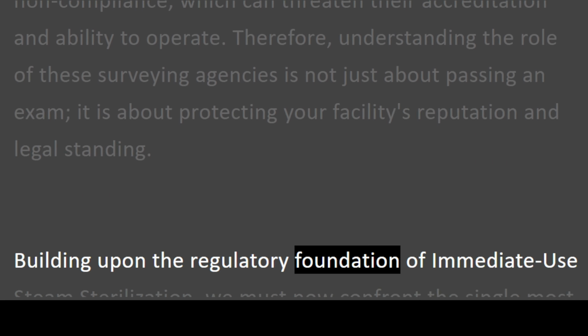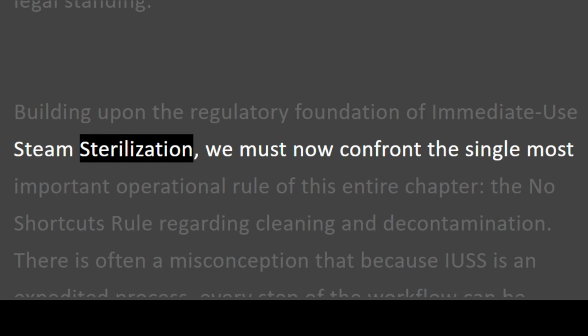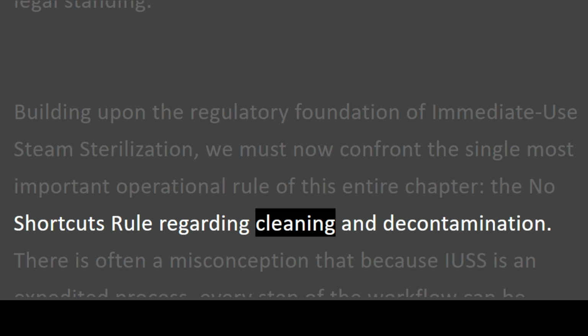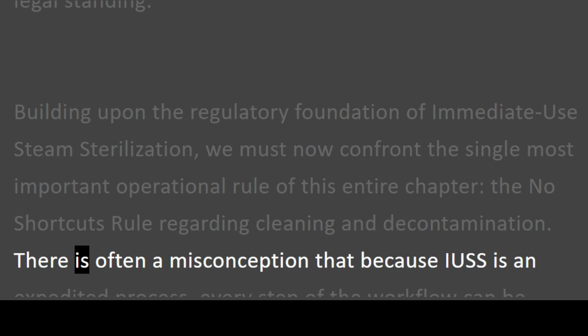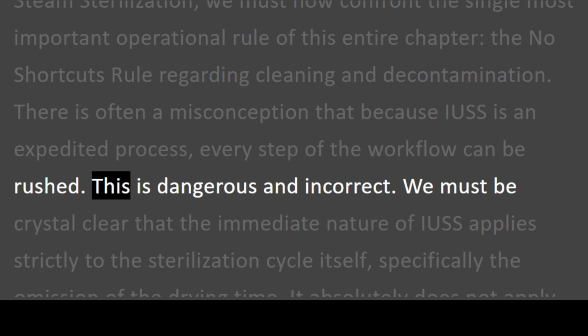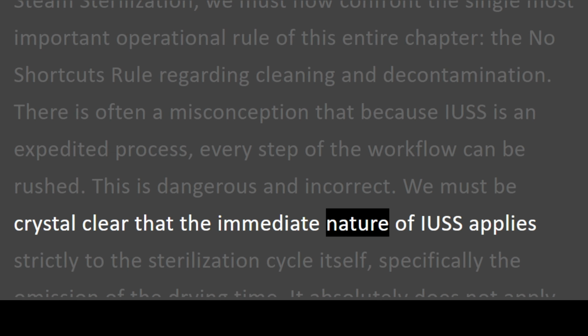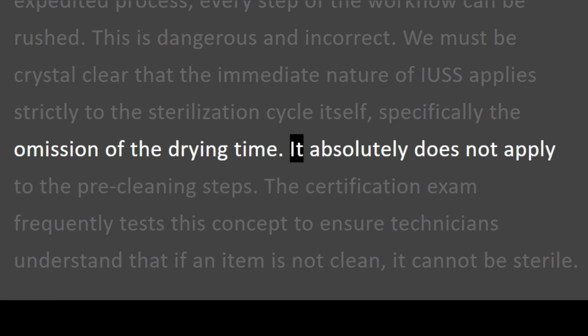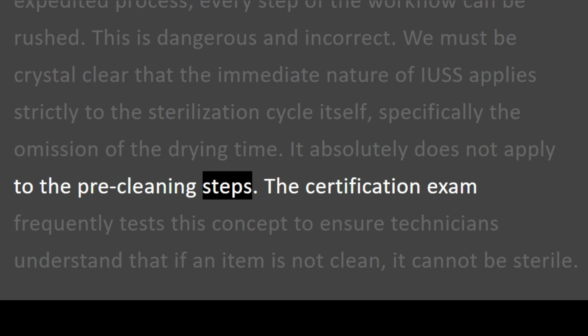Building upon the regulatory foundation of immediate use steam sterilization, we must now confront the single most important operational rule of this entire chapter, the no shortcuts rule regarding cleaning and decontamination. There is often a misconception that because IUSS is an expedited process, every step of the workflow can be rushed. This is dangerous and incorrect. We must be crystal clear that the immediate nature of IUSS applies strictly to the sterilization cycle itself, specifically the omission of the drying time. It absolutely does not apply to the pre-cleaning steps.